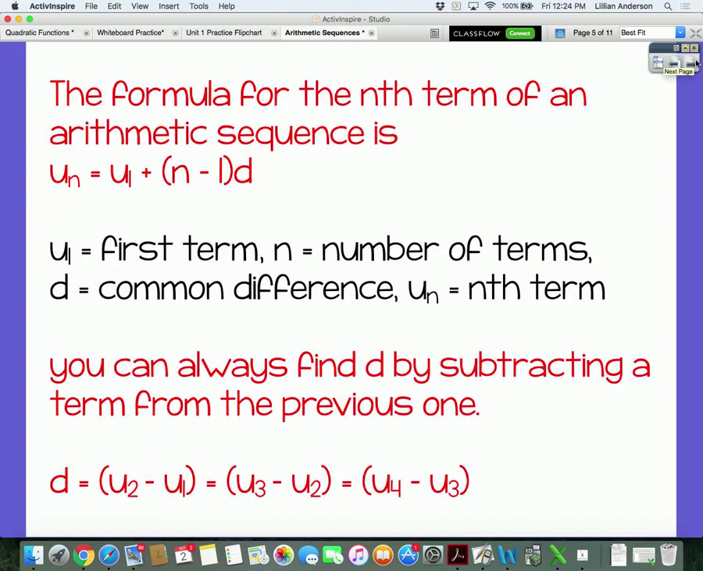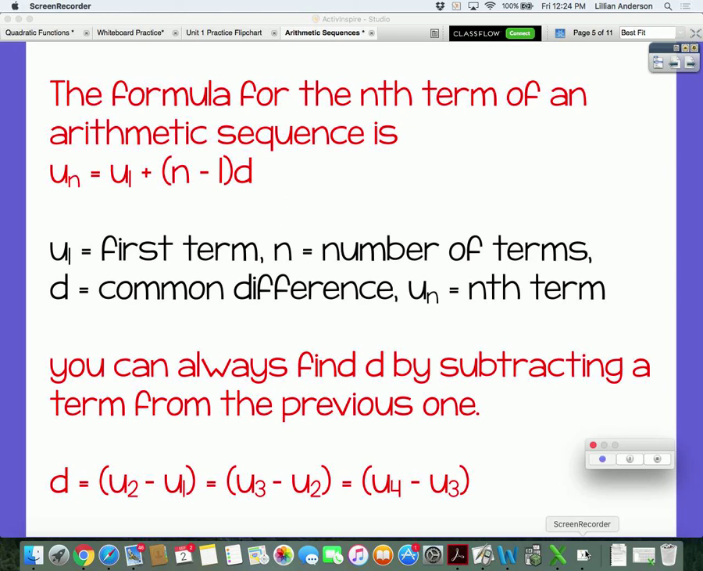Now, there's a formula for figuring out the nth term, any term in an arithmetic sequence, and that formula is listed right below. U sub n equals U sub 1 plus n minus 1 times d. You don't have to memorize this formula, but you do need to know what each thing means, because your reference booklet just gives you the formula. It doesn't tell you what each of those things mean. So U1, of course, represents your first term. In that very first example, it would have been 2, and 3, and then negative 5, so on and so forth.